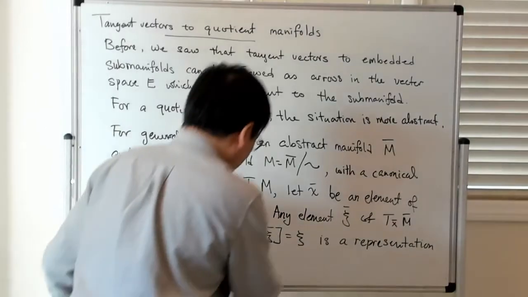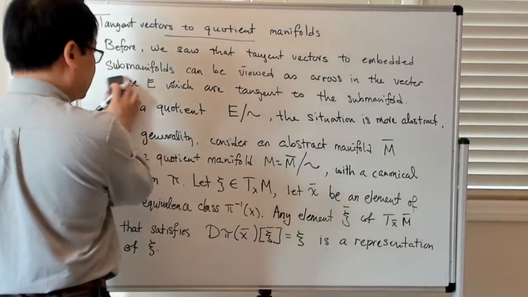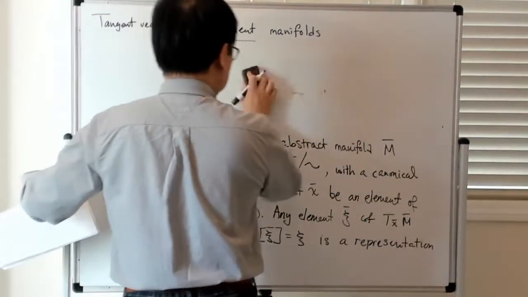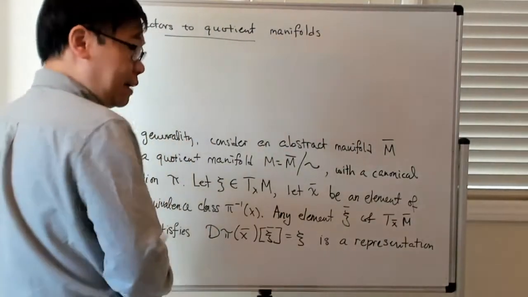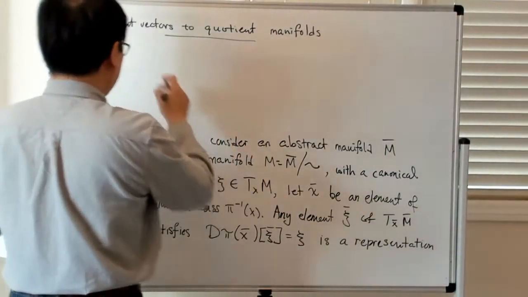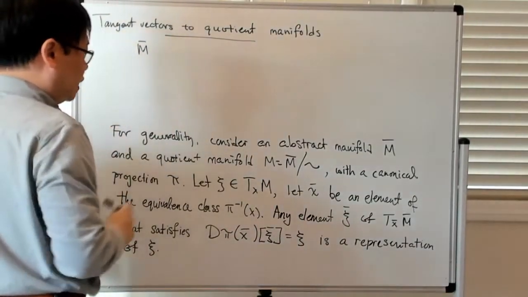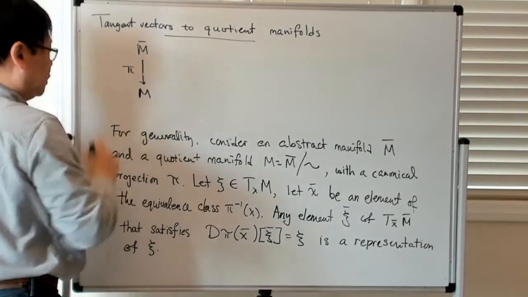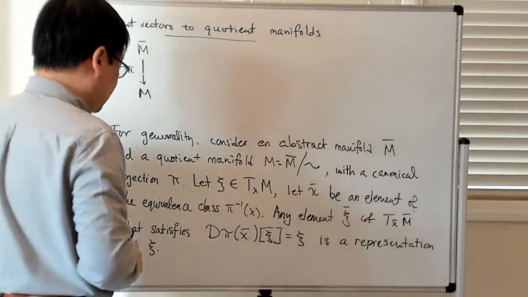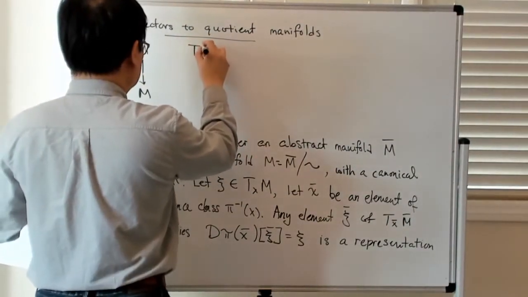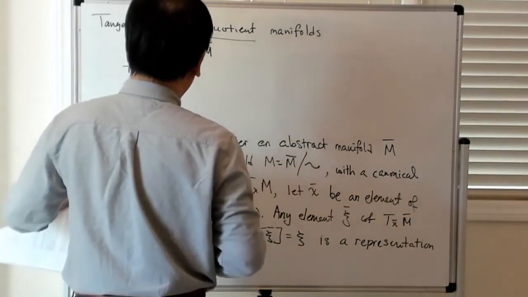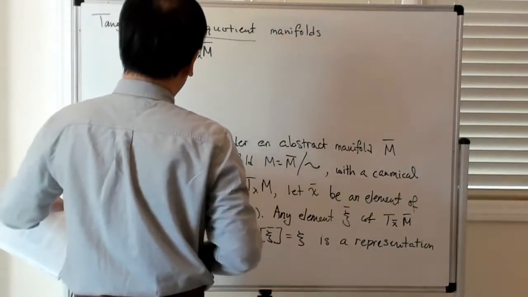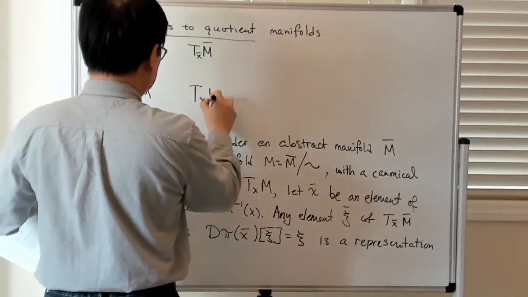Okay, so let's try to unpack that statement here. I always find it helpful to do a diagram, so I can show how the maps are related to each other. So what we have is M bar, which is the big abstract manifold. We have a canonical projection π to M. And then we have the tangent space of M bar at x bar, and there's T_x M.